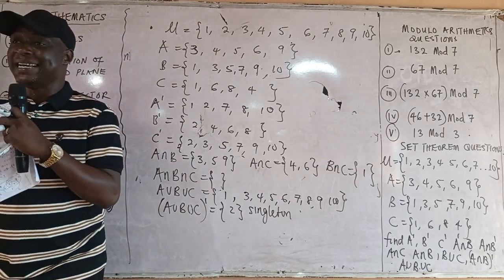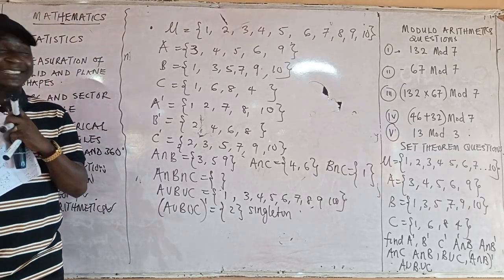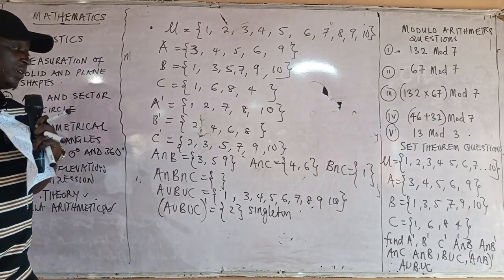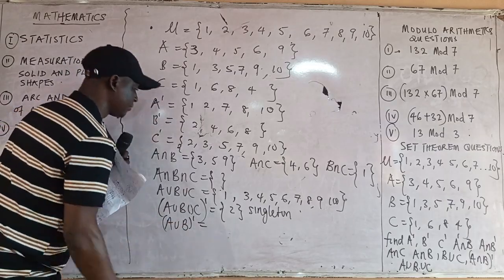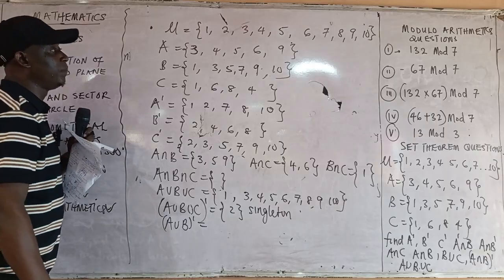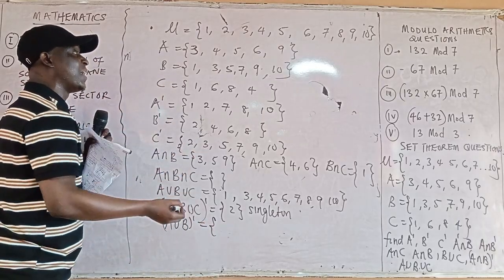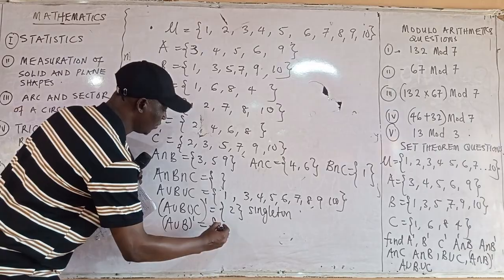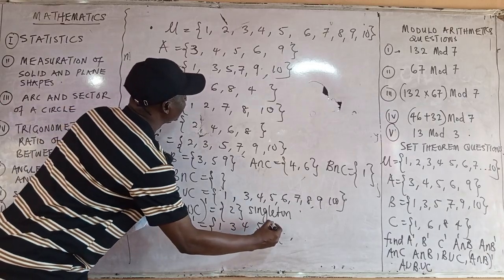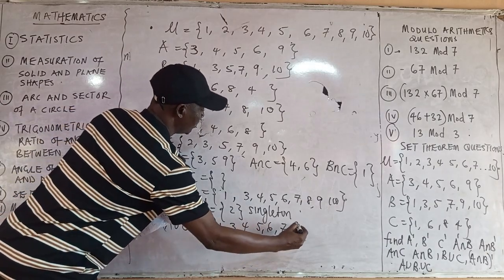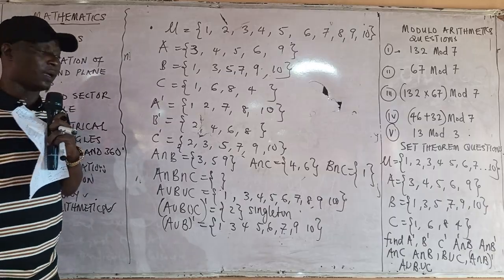A singleton is a set with one element. Who can give me A union B complement? That means you are going to find what? The A union B first, Abi. What is your A union B? 1, 3, 4, 5, 6, 7, 9, and what? 10.